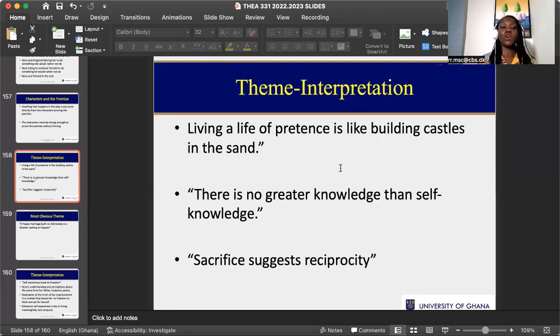Okay. And we also spoke about the fact that there is no greater knowledge than self-knowledge. And we also said sacrifice suggests reciprocity. When you sacrifice for someone, there is that expectation that when the time comes, the person would do something like that for you as well. But you see how each of these can be explained by the play.